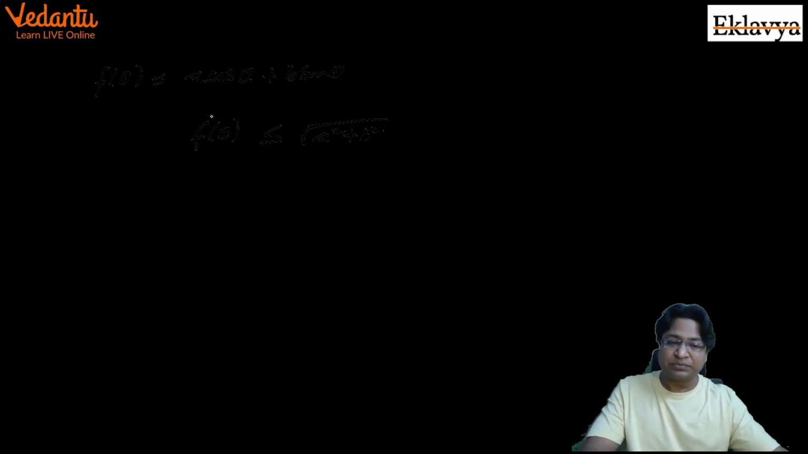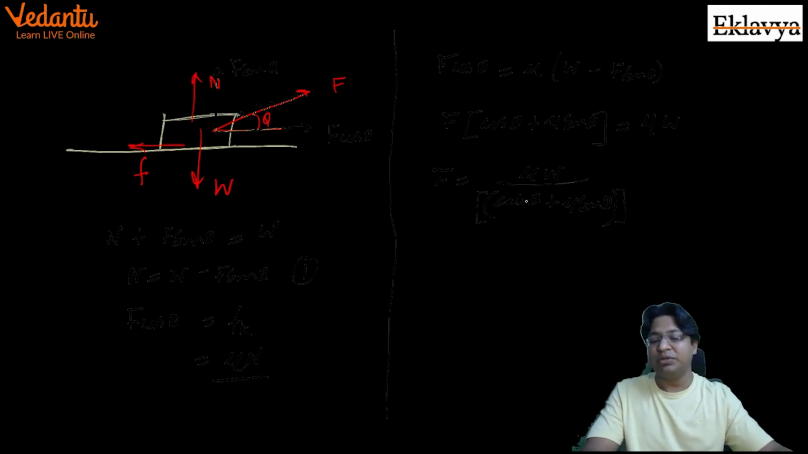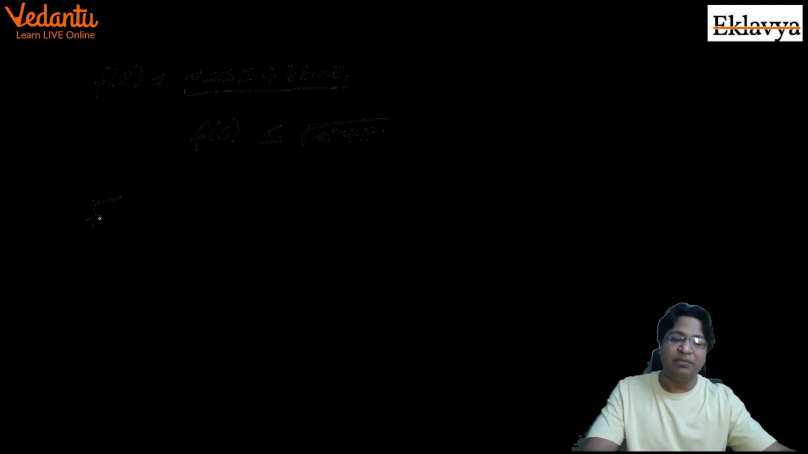So the maximum value of this is root of a square plus b square. Therefore, if I go back to this, the maximum value that this denominator can have would be root of 1 plus mu square. So let me write it here. The F minimum will be given as mu W upon cos theta plus mu sin theta, maximum value of this denominator. So the maximum value is how much? It would be root of 1 plus mu square.